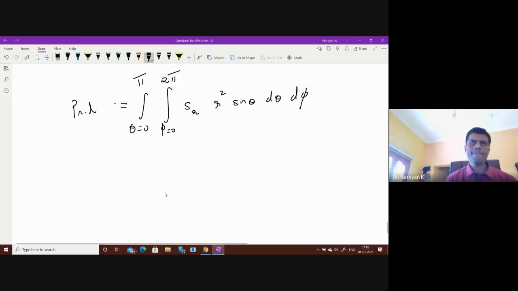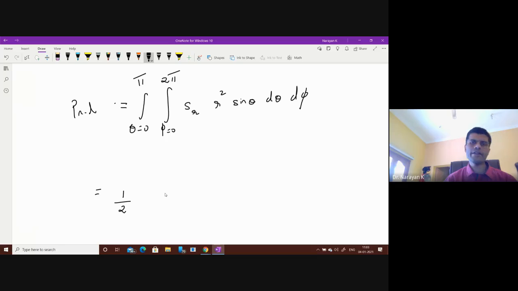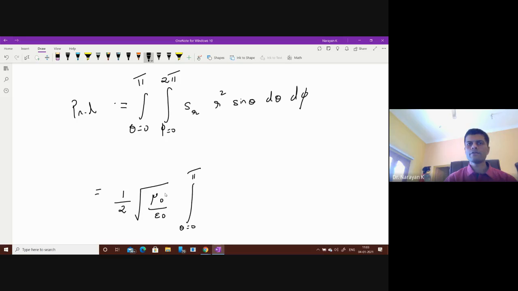Agreed? Yes, sir. Okay. So half of eta, agreed? Yes, sir. Theta varying from 0 to pi, phi varying from 0 to 2 pi. See, I'm able to write quite fast because the previous derivation I worked. That's all. There is no magic behind this. So this will be H phi square r square sin theta d theta d phi.